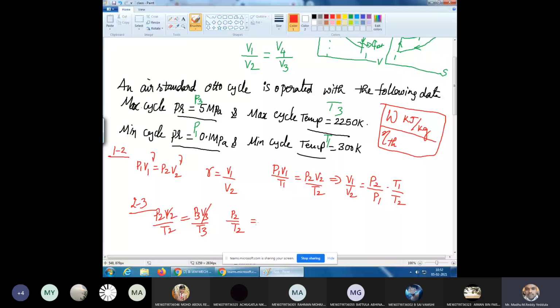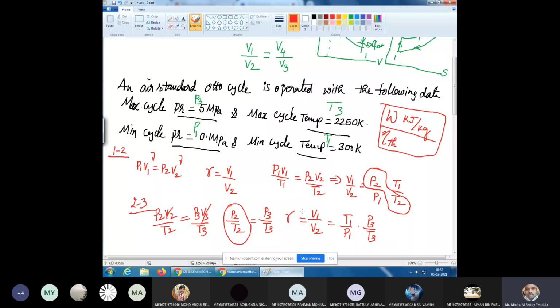So therefore, for the compression ratio, I have the P1 value, I have the T1 value, and I have the P3 value. I don't know the P2 value or the T2 value. But from P2 by T2 equals P3 by T3, this P2 by T2 can be replaced with P3 by T3, because I know the maximum pressure, maximum temperature and minimum temperature. Therefore, V1 by V2 is equal to T1 by P1 into P3 by T3.